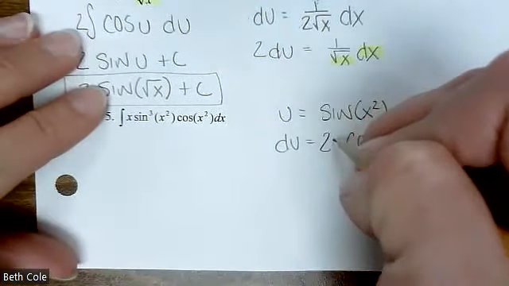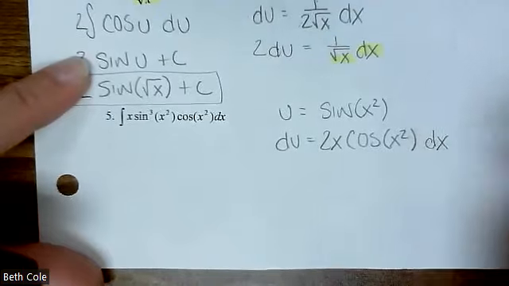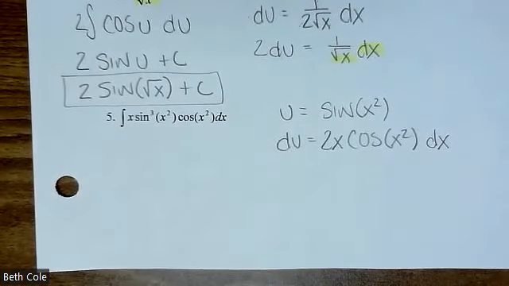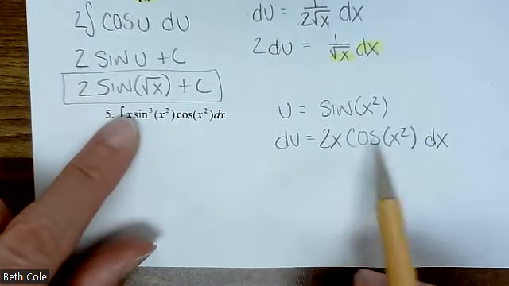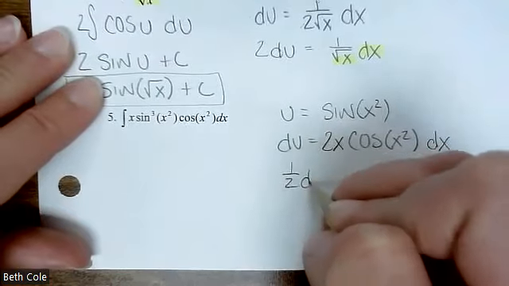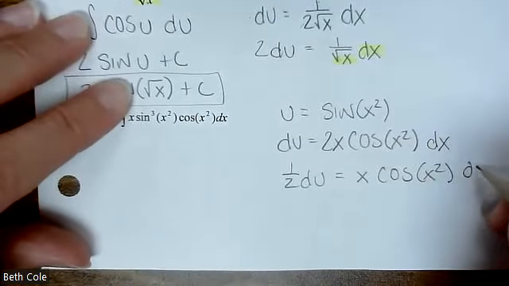So you would chain on a 2x. I just put it out front. I did that kind of quick. Do you get where the 2x came from? The derivative of x squared, okay? And then dx. Phew. Okay, now you go and look for that in the problem. We have an x. That's good. Good, 1/2. So 1/2 du equals x cosine x squared dx.